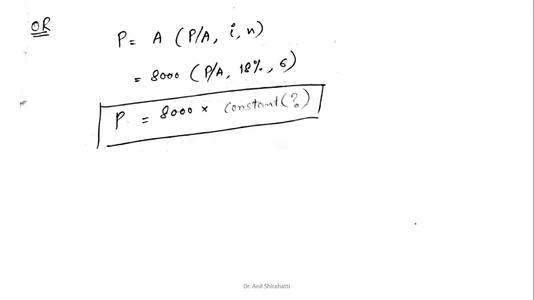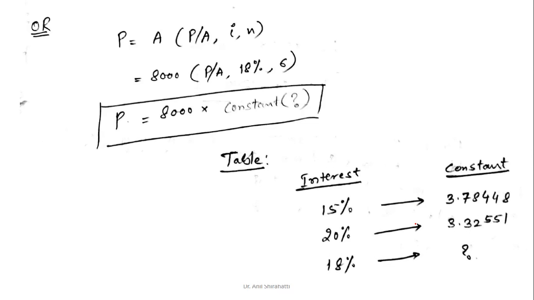Now this is what I am interested to do. But let's say in this example the rate of interest for 18% is not given, just to show how you can do interpolation. So the constant value available with you is only for 15%, that is 3.78448, and for 20% it is 3.32. There is no direct table available for 18%. Then how should I calculate? So one can do this using the interpolation method. So how to do interpolation?